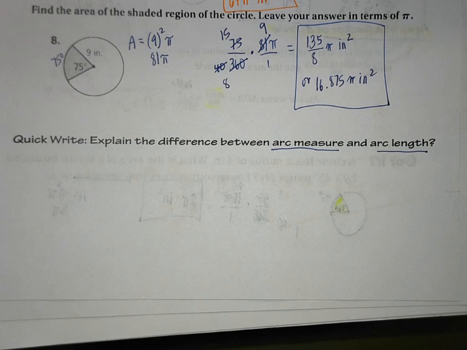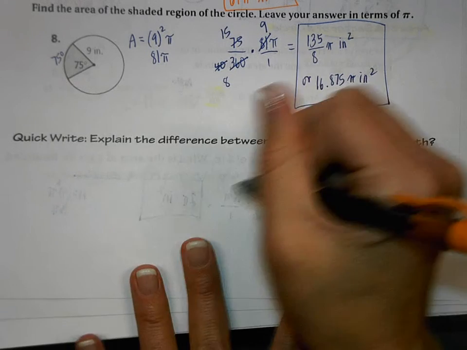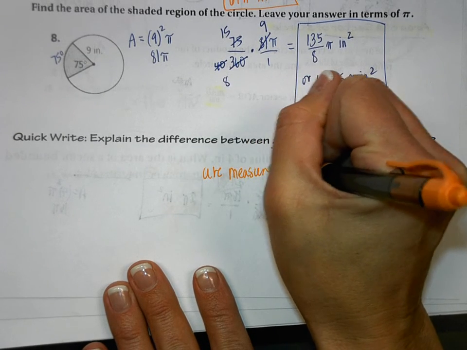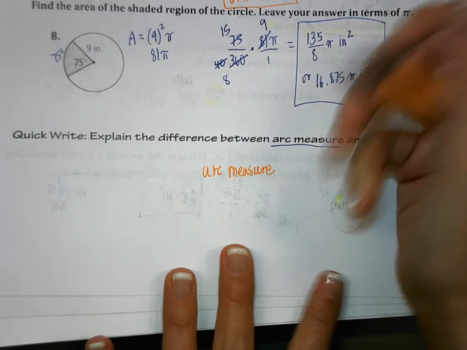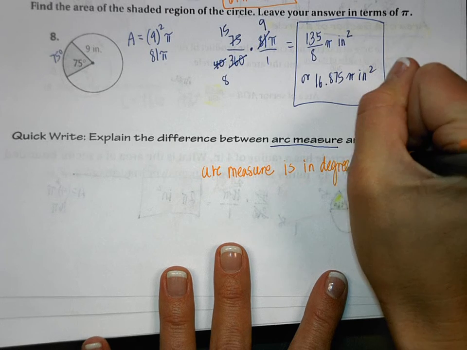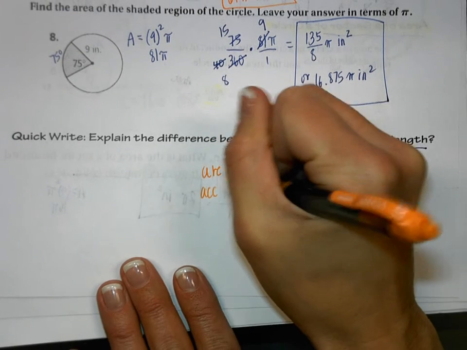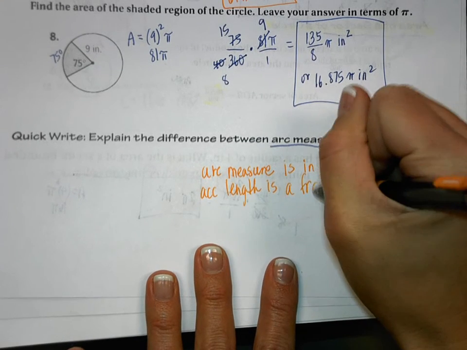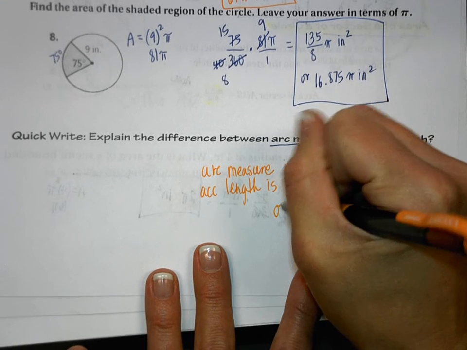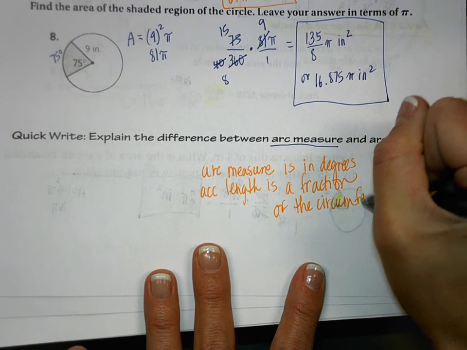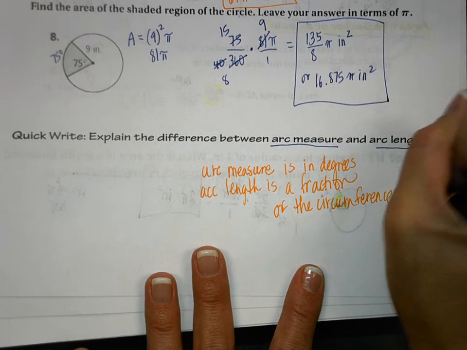Okay, so Matt, what is the difference? Arc measure is degrees, and an arc length is a fraction of the circumference. Good. So arc measure is in degrees, and the arc length is a fraction of the circumference. Very good. It's almost like you went back to yesterday and wrote what we put. All right, any questions?